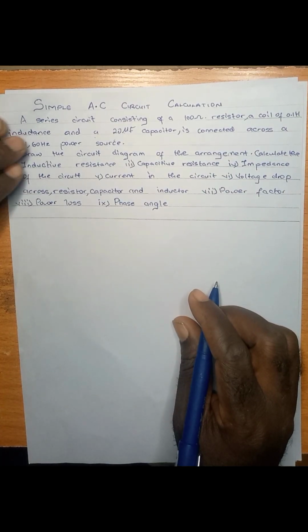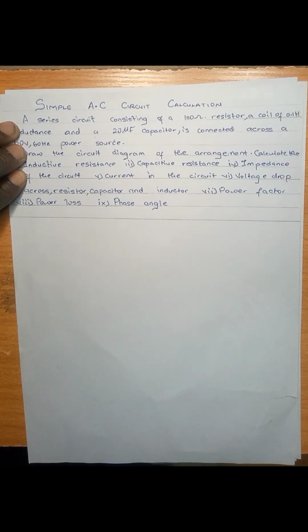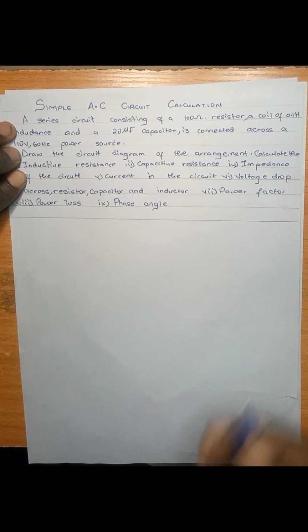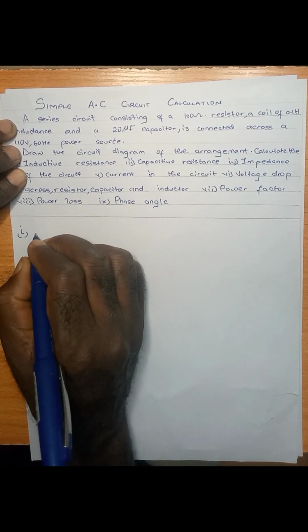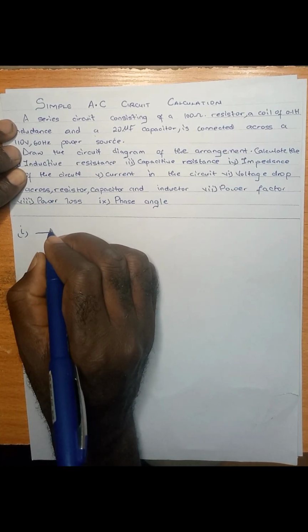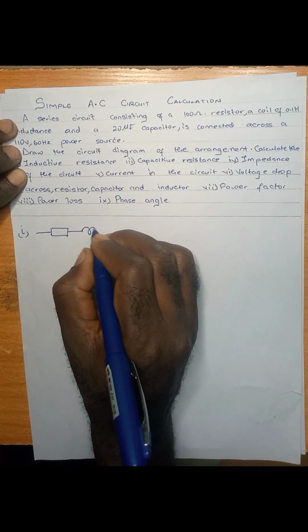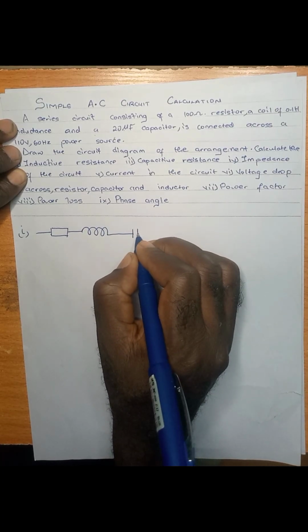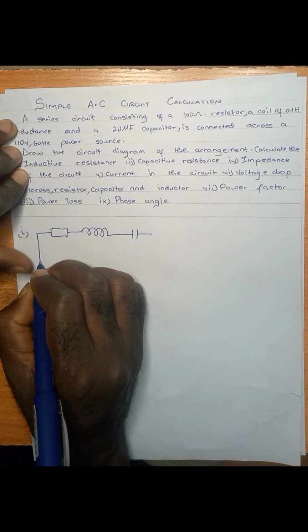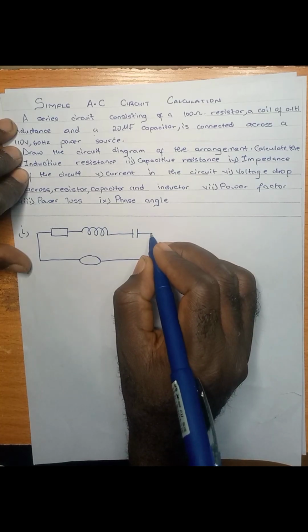When you look at this question, it is on RLC circuit. And a simple AC circuit is always a series circuit. So let us draw the diagram. That is the first question there. So it's a series circuit diagram. We have it this way. We have it like this. So we have it in this format.